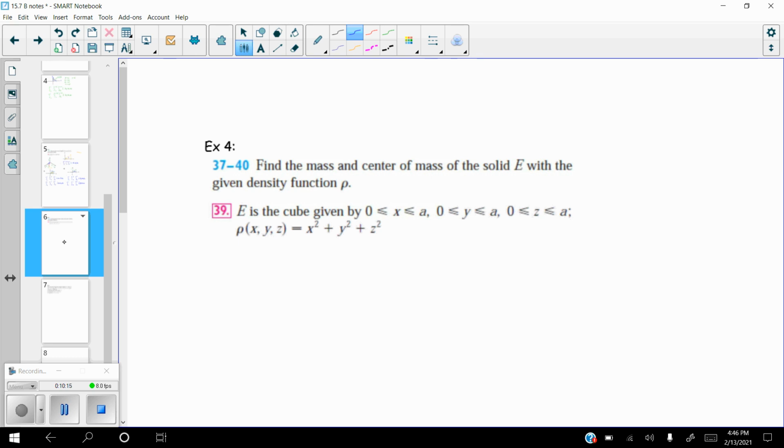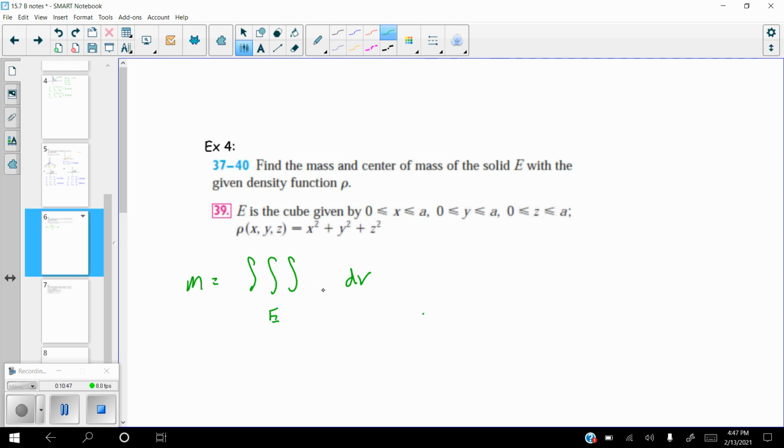This region E is actually going to be a cube. So x goes from 0 to a, y goes from 0 to a, z goes from 0 to a. To find the mass, we know that we integrate the density function dV over some region E.